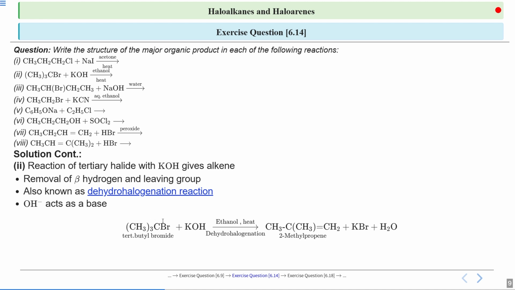If you see the reaction, we have this tertiary butyl bromide. This carbon which is attached to bromine is also attached to 3 other carbons of methyl groups. So this is tertiary butyl bromide. It is reacting with alcoholic potassium hydroxide along with heat. So dehydrohalogenation happens, and the beta hydrogen and the leaving group, which is bromine, are both removed. Beta hydrogen from one of the CH3 groups, and you will get CH3C(CH3)=CH2, that is 2-methylpropene, as your major product, plus potassium bromide and water as your side products.